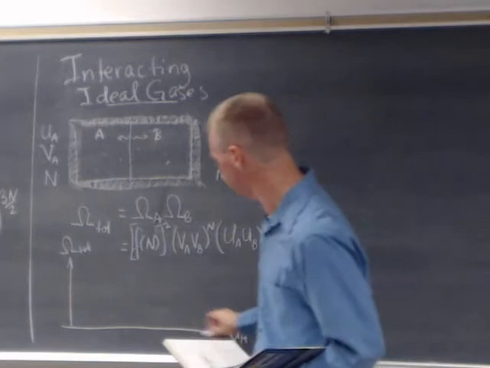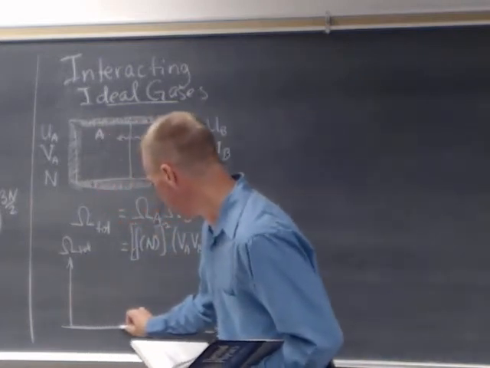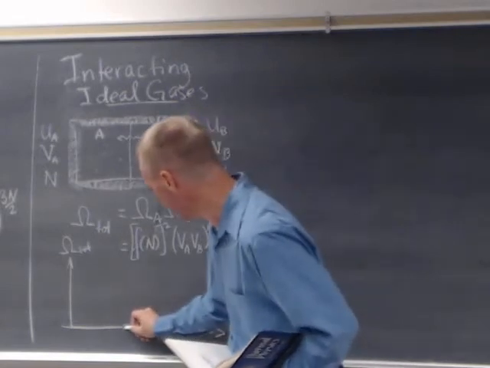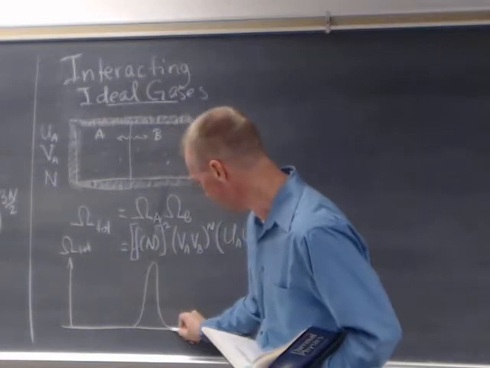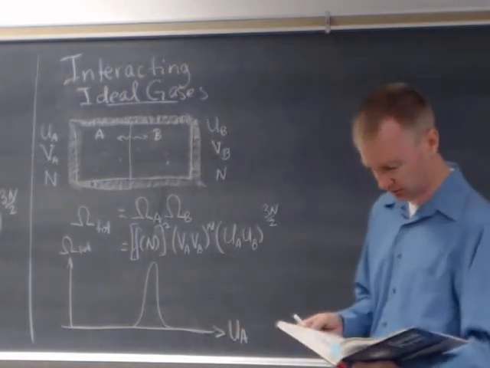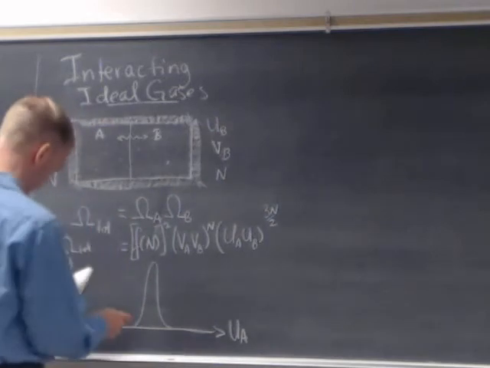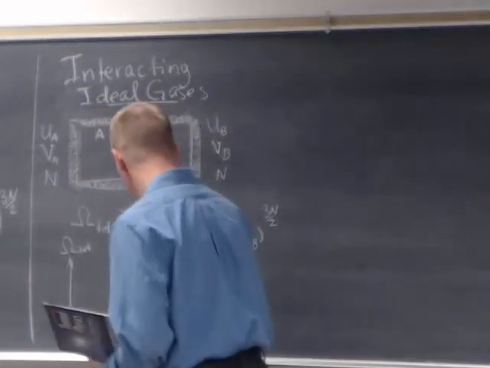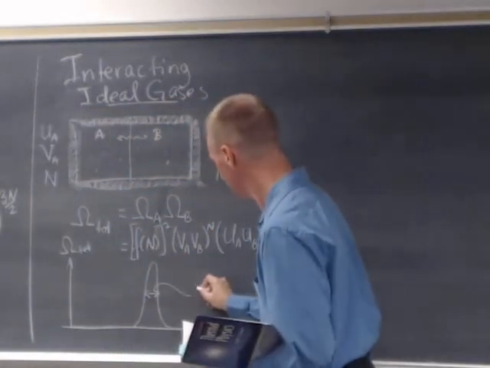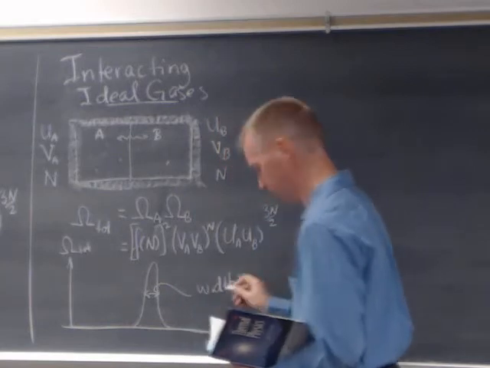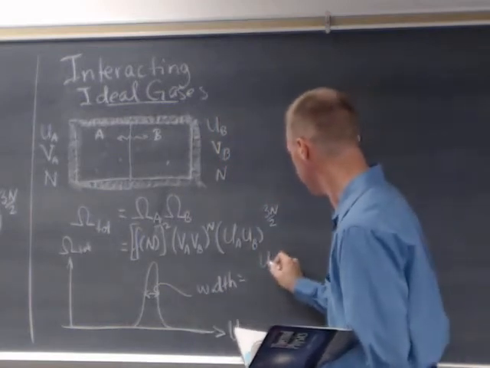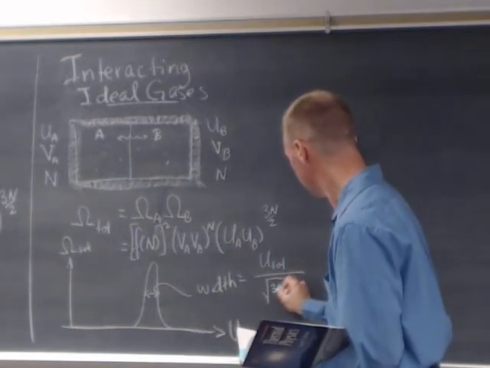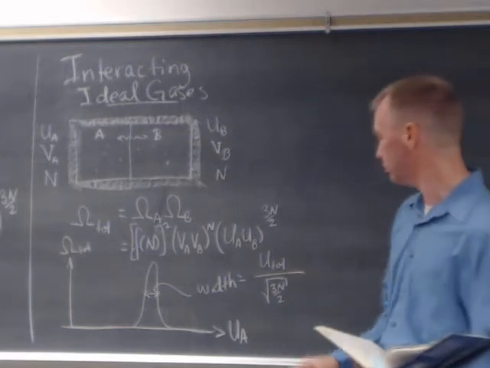Then what we find is the multiplicity of the whole system is essentially 0 for just about all possible states except for a very narrow peak, and the width of the peak is the total energy divided by the square root of 3n over 2.